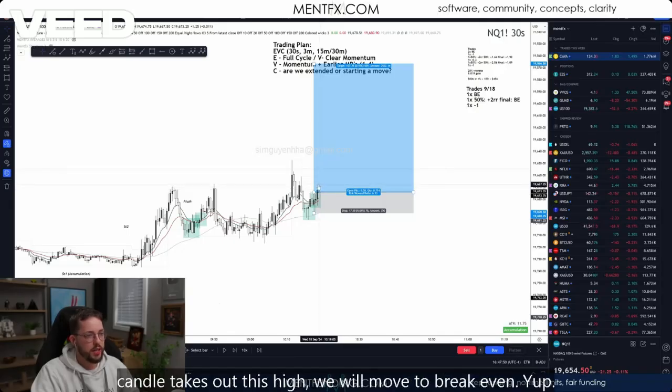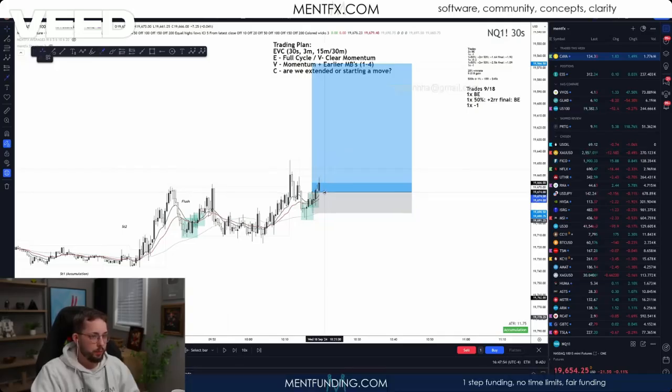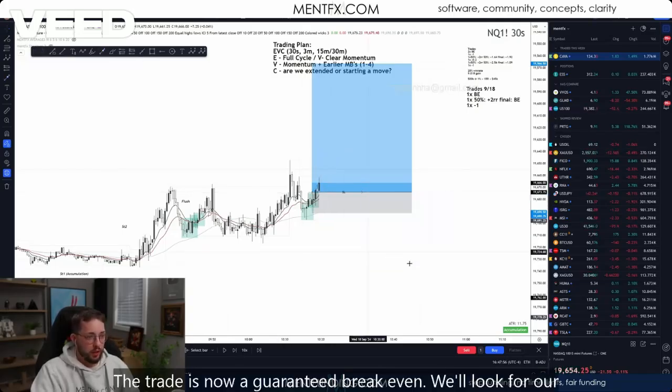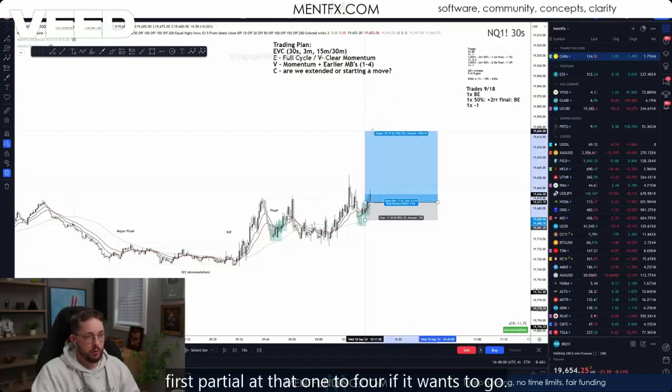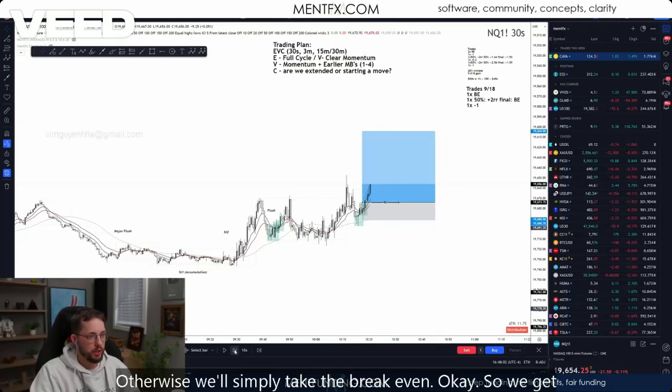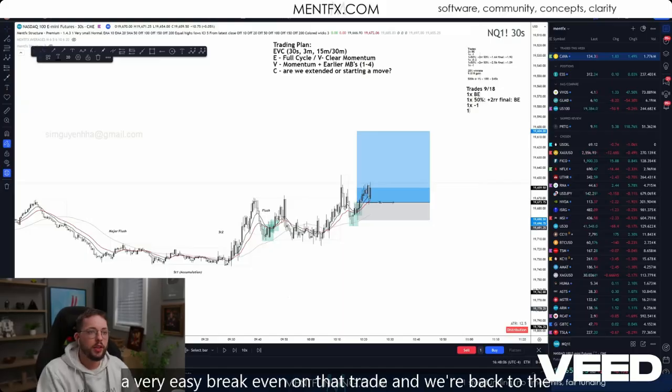I think if the next candle takes out this high, we will move to break even. Yep. The trade is now a guaranteed break even. We'll look for our first partial at that 1 to 4 if it wants to go. Otherwise, we'll simply take the break even. Okay, so we get a very easy break even on that trade.